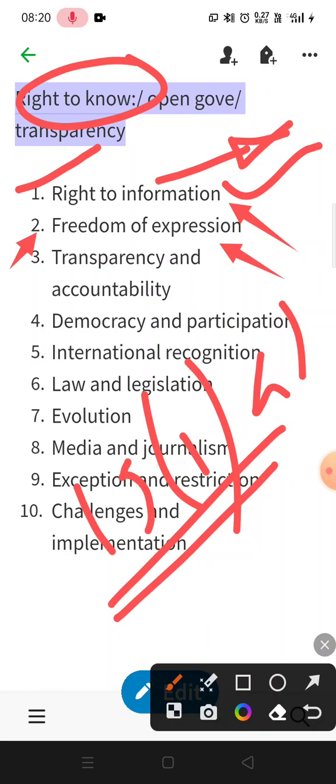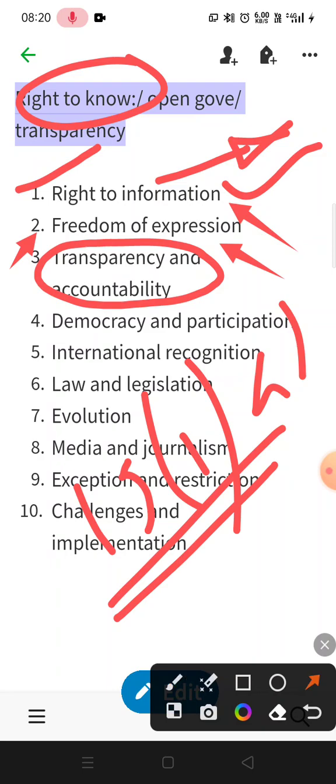Transparency and accountability is also one of the aspects, because transparency and accountability are inherent whenever the right to information comes to our mind. We seek the right to information because of transparency and accountability, so that the government can provide us information in a transparent way and be accountable. That's why we look for right to information.